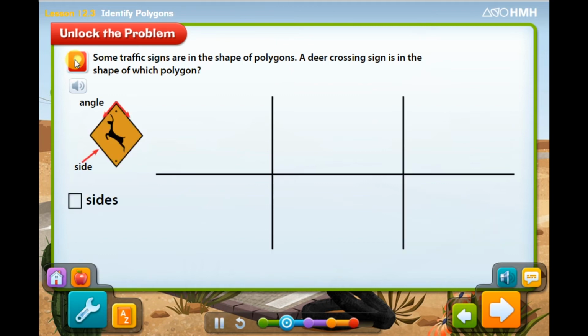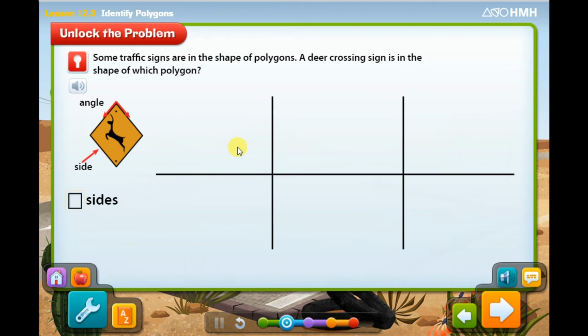Now let's use this information to find out what type of polygon the deer crossing sign is. How many sides does the sign have? Again, if I have 3 angles and 3 sides, this means it's called a triangle. Most of these names come from Latin words or Latin languages. Tri here means 3. So if I have 3 sides and 3 angles, this is called a triangle.